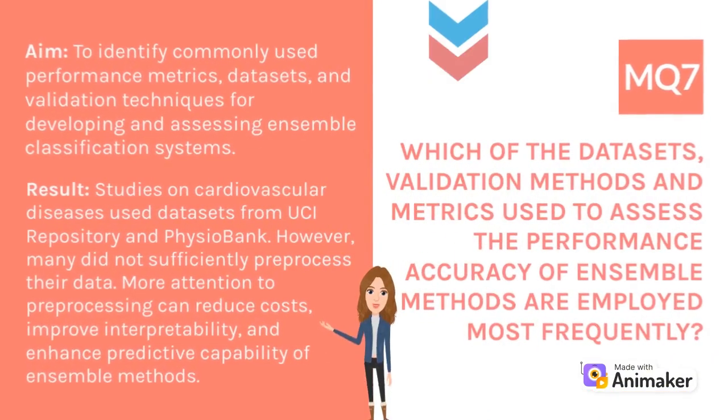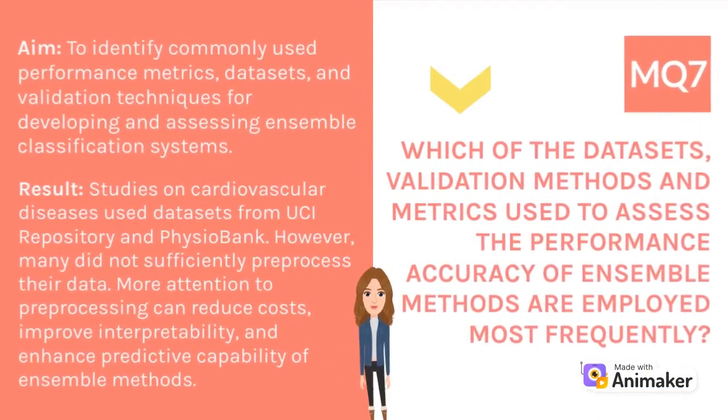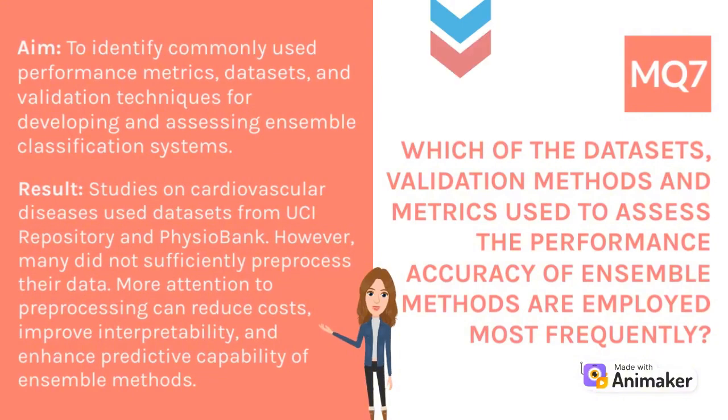MQ7 aimed to identify commonly used performance metrics, datasets, and validation techniques for developing and assessing ensemble classification systems. Studies on cardiovascular diseases use datasets from the UCI Repository and PhysioBank. However, many did not sufficiently preprocess their data. More attention to preprocessing can reduce costs, improve interpretability, and enhance the predictive capability of ensemble methods.